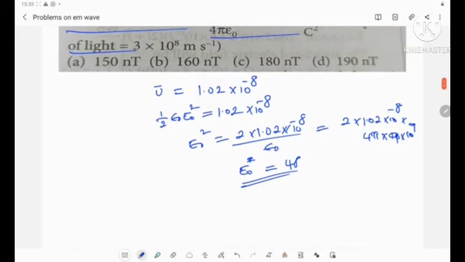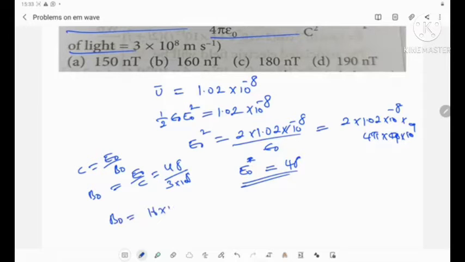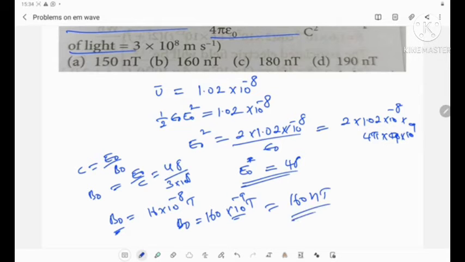E naught is equal to 48, but C is equal to E naught by B naught. Therefore B naught is equal to E naught by C. E naught is 48, and C is 3 into 10 to the power of 8. Therefore B naught is equal to 16 into 10 to the power of minus 8 Tesla. This is the amplitude of magnetic field B naught. You can write this as 160 into 10 to the power of minus 9 Tesla. 10 to the power of minus 9 is nothing but 1 nano. Therefore this becomes 160 nano Tesla.